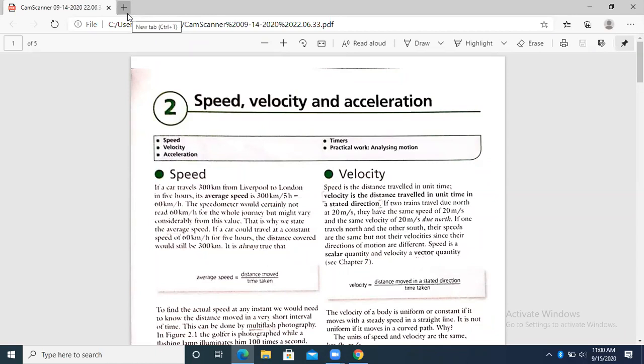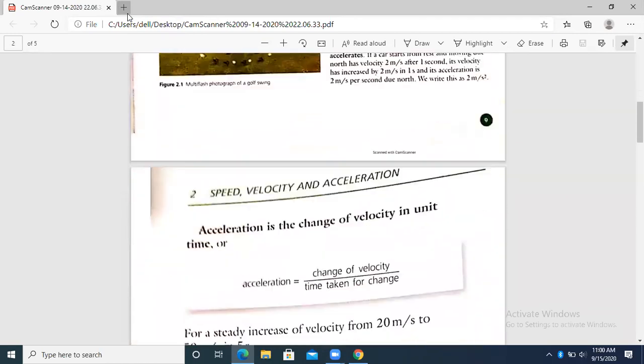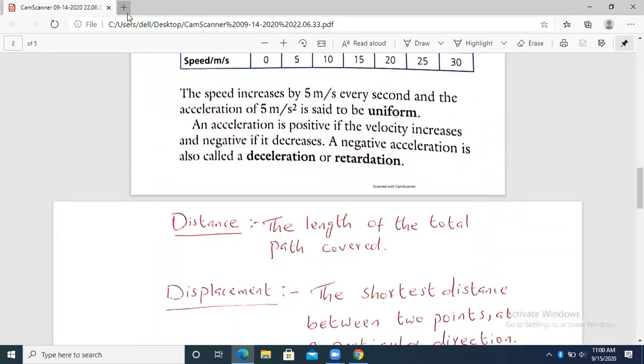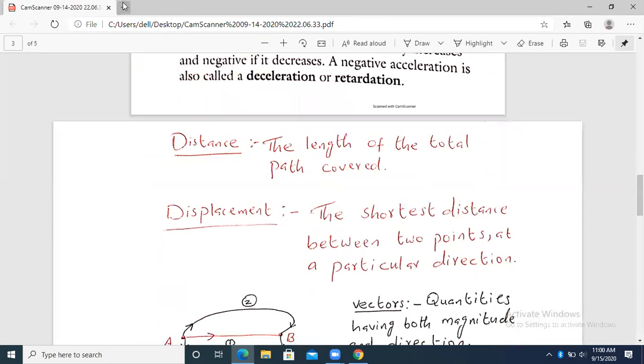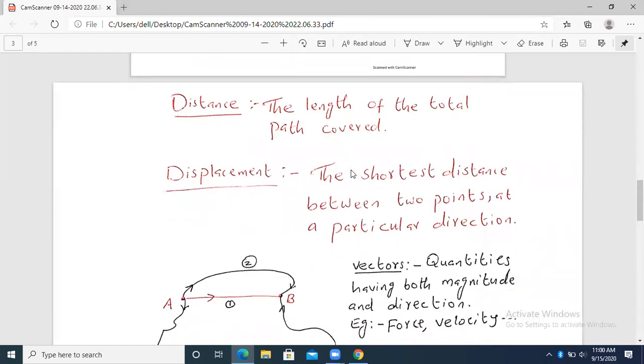So today we are going to discuss lesson 2, speed, velocity and acceleration. For studying this lesson, in the previous class we discussed some terms. One is distance and another one is displacement. Distance is the length of the total path covered by objects, and displacement is the shortest, the minimum distance between the two points in a particular direction.